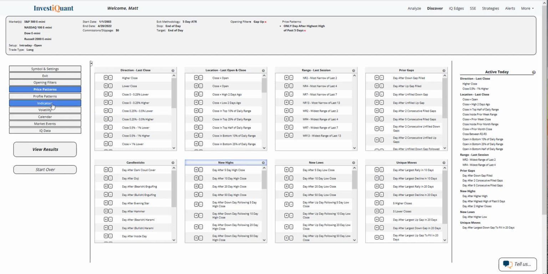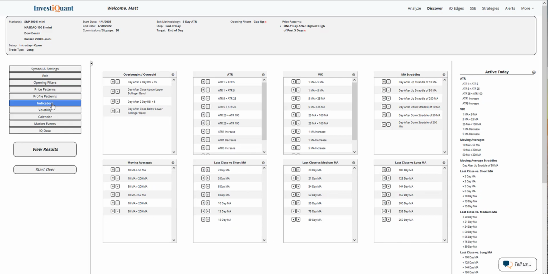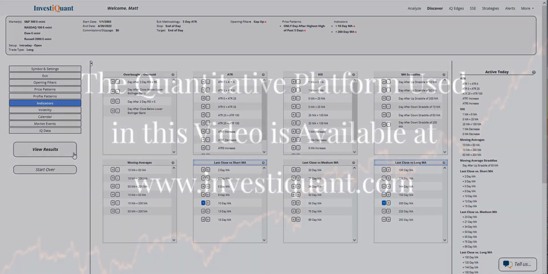The next thing I want to do is go to the indicators and put us in a similar market environment. So we closed below a 200 and below a 10-day simple moving average. So we've got the highest high taking place under a 10 and 200-day simple moving average. All right, now I can click View Results.